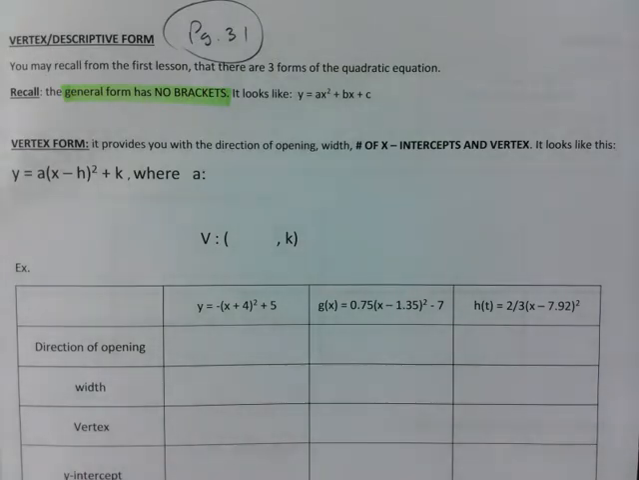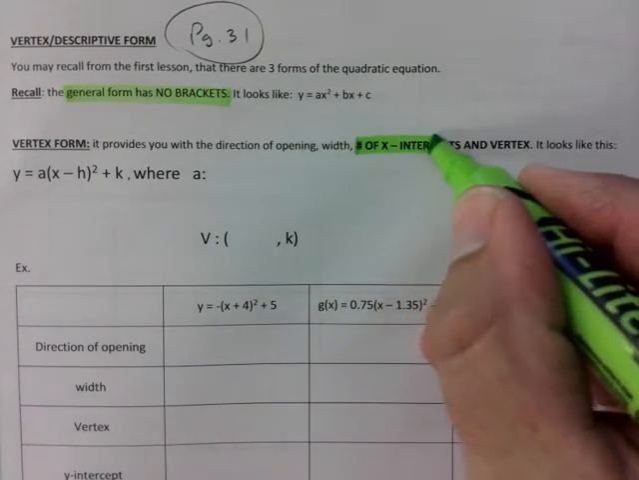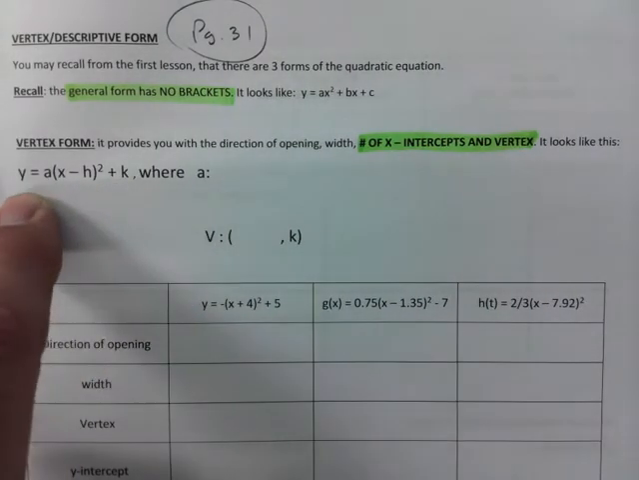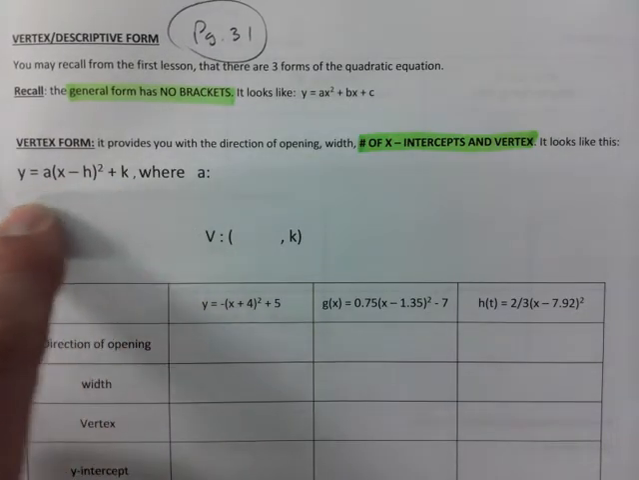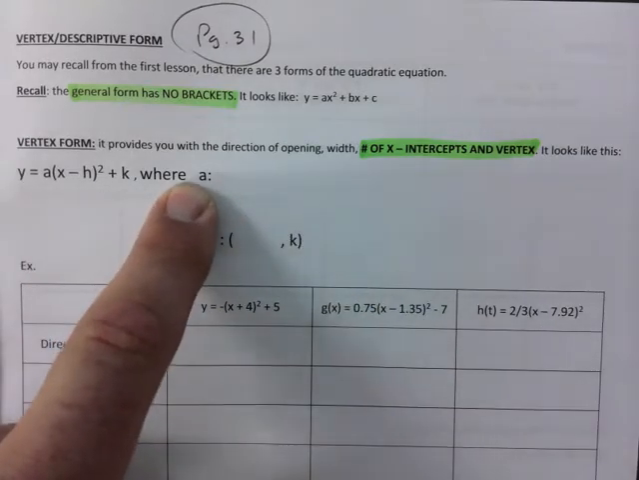Vertex form provides you with the direction of the opening, the number of x-intercepts, and the vertex. Most importantly, the vertex. It looks like this. This is the general form of the vertex form, and recall that A is in front. A is still doing the same thing as before.